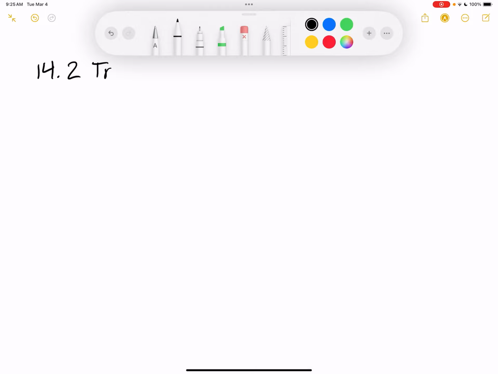Translate and reflect trig graphs. So there was no notes video, but we do have notes that we're going to go through for this stuff, and then walk through several examples of actually graphing these so that you're prepared for pre-cal.